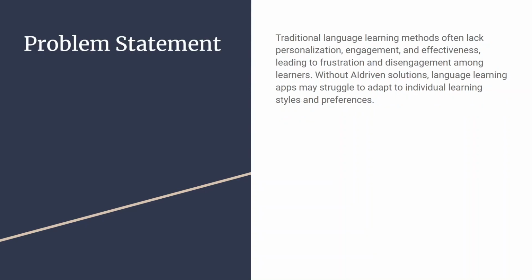Traditional language learning methods often lack personalization, engagement, and effectiveness, leading to frustration and disengagement among learners. Without AI-driven solutions, language learning apps may struggle to adapt to individual learning styles and preferences. So, in this, there is a lack of personalization, a lack of engagement in regular classes, and a lack of effectiveness in regular classes. So, users are facing a lot of problems while learning a language. So, just move to the next slide.